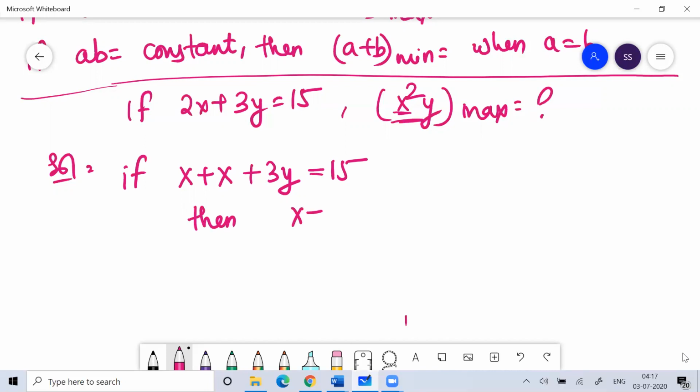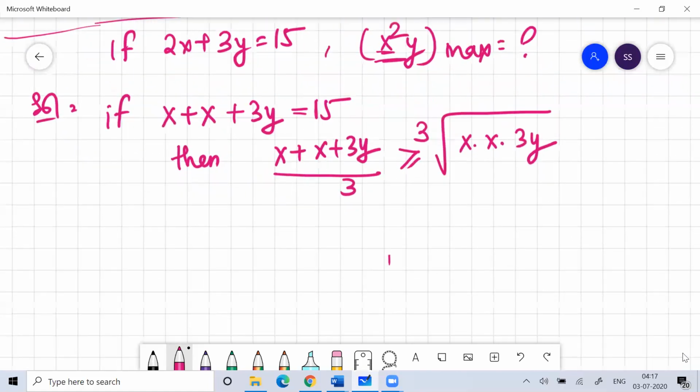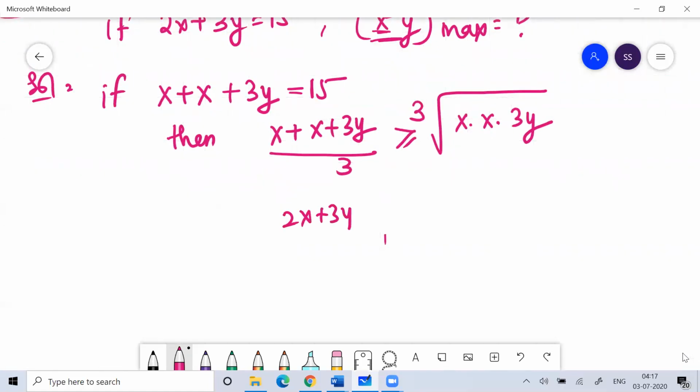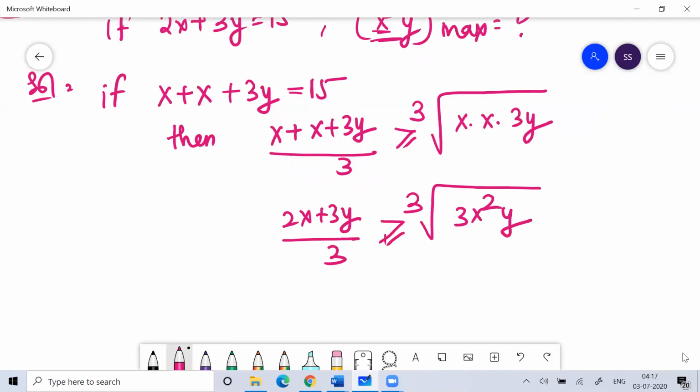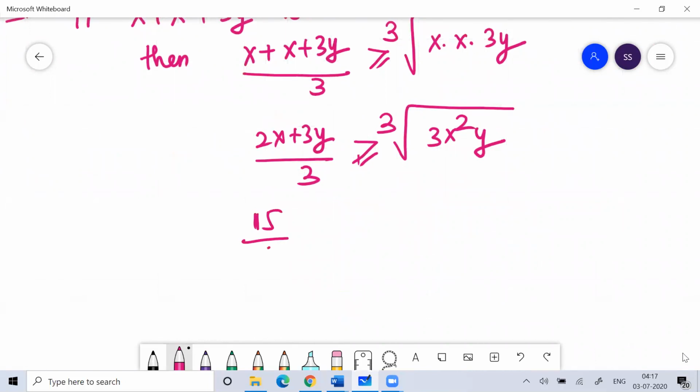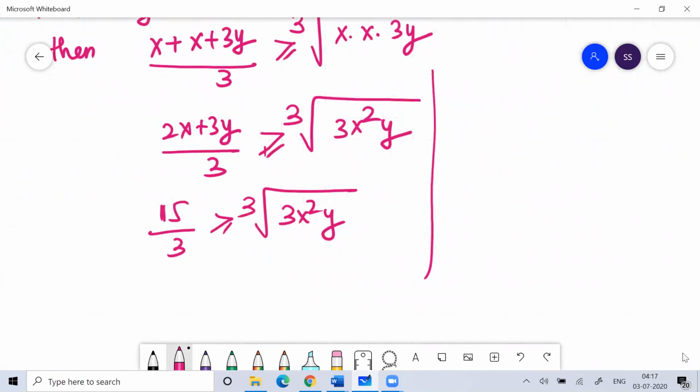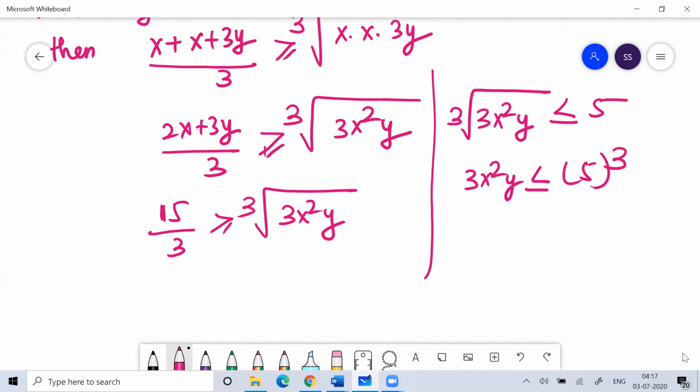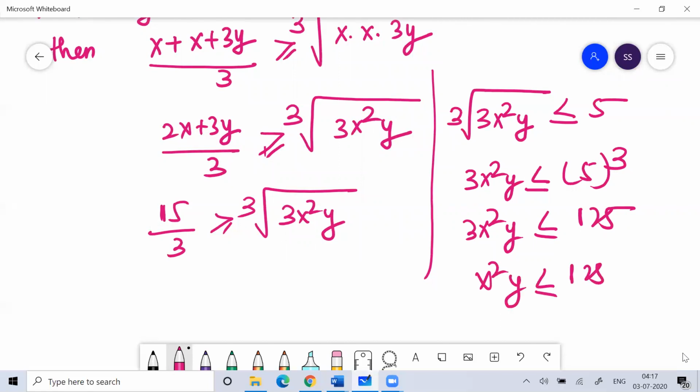Then the arithmetic mean would be (x plus x plus 3y) by 3, because now there are three numbers, and that is greater than or equal to the cube root of x into x into 3y. So 2x plus 3y divided by 3 is greater than or equal to the cube root of 3x square y. 2x plus 3y is given as 15, so 15 by 3 is greater than or equal to the cube root of 3x square y. So the cube root of 3x square y is less than or equal to 5. So 3x square y is less than or equal to 5 cube, that is 125. So x square y is less than or equal to 125 by 3.